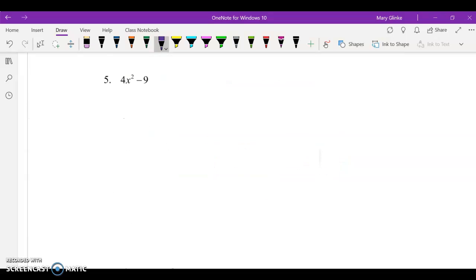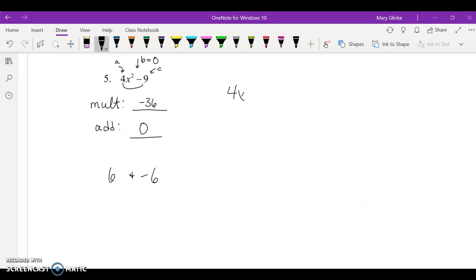Okay, our last one, we're going to jump to example 5, and we're going to look at this one because our b term is missing. So if you don't see that x there, that means b is 0, because a is in front of x squared and c is your constant. So for this one, we're looking for what multiplies to get 4 times negative 9, or negative 36, and what adds to get 0. That's the weirdest part about this. So it's going to have to be 6 and negative 6. So you can write those in any order and then keep up with the grouping.